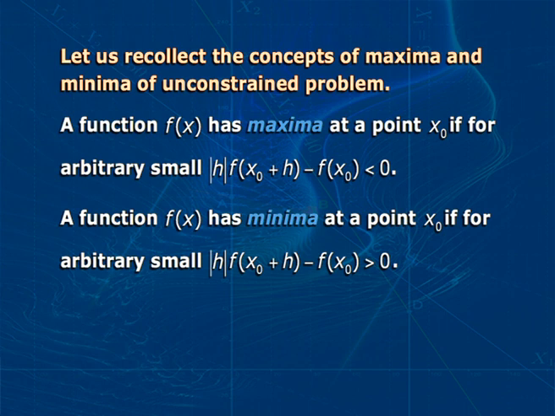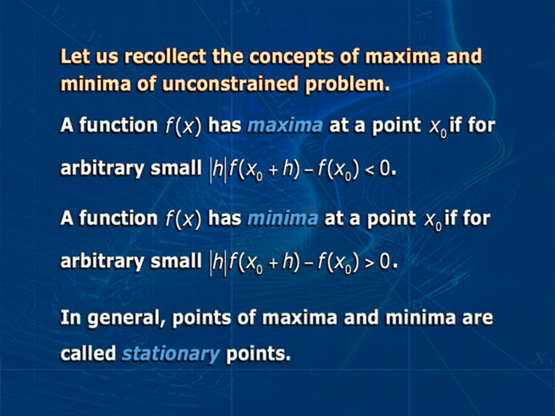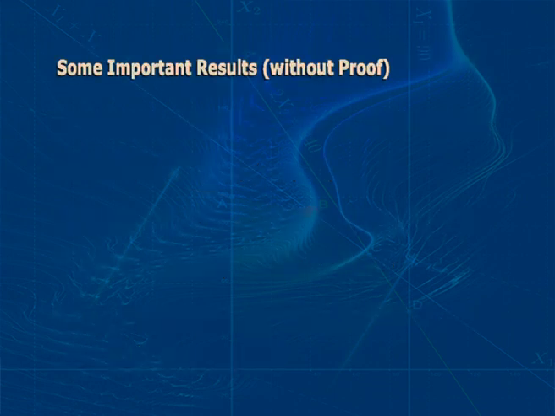Concepts of maxima and minima of unconstrained problem. A function f(x) has minima at a point x0 if for |h| arbitrarily small, |f(x0 + h) - f(x0)| is greater than 0. In general, points of maxima and minima are called the stationary points, which are also known as extreme points. Some important results.